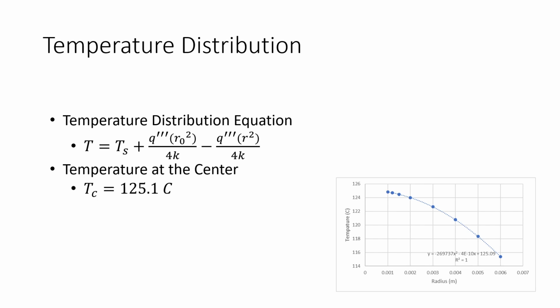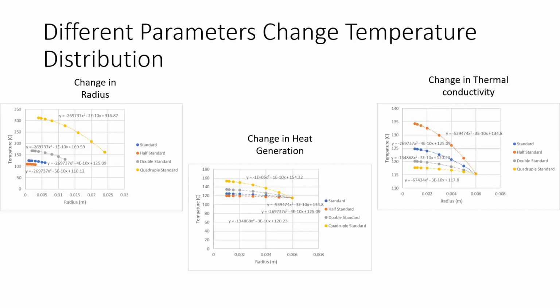The center temperature is at 125.1 degrees Celsius. These three graphs show how different parameters change the temperature distribution. The change in radius overall will result in higher temperatures, but it has the same temperature gradient, or same temperature distribution, I should say, throughout the wire. The equations will vary slightly, but they are fairly close to each other.